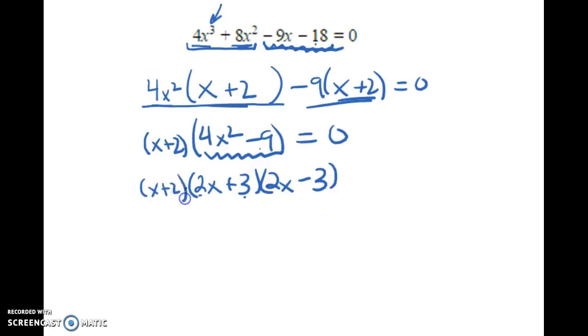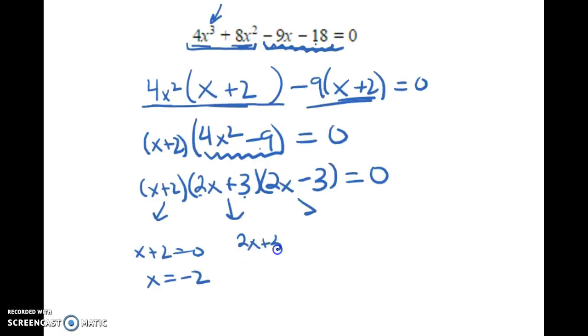X plus 2 comes down, is supposed to equal 0, it is an equation, so we'll set each of these factors equal to 0, set up these different equations, and find out that x equals negative 2 is an answer. If 2x plus 3 equals 0, that means that 2x equals negative 3. That means x equals negative 3 over 2.